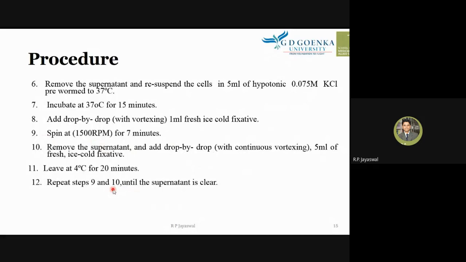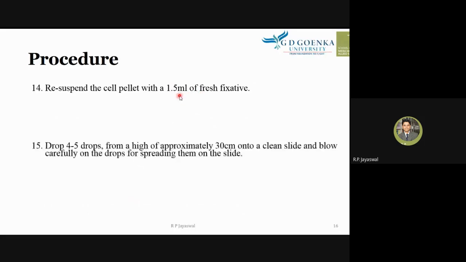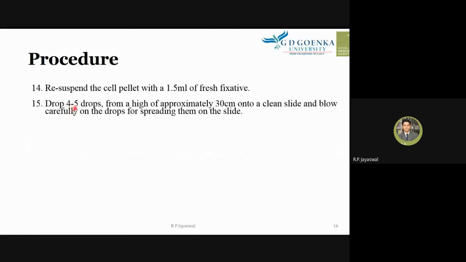After repetition, we centrifuge, discard the supernatant, and resuspend the pellet in 1.5 ml of fresh fixative. Then, drop by drop, approximately 4 to 5 drops from a height of approximately 30 centimeters onto a clean slide. We can blow carefully on the drops for spreading them on the slide.